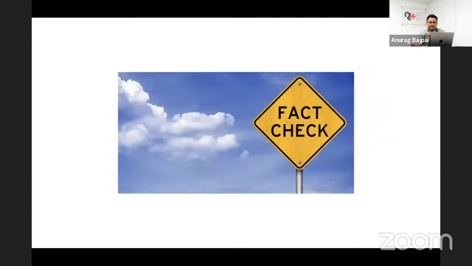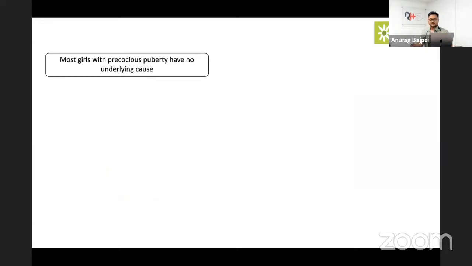Carry on. So the next few statements I will tell, and you have to tell whether it is right or wrong. The first statement is: most girls with precocious puberty have no underlying cause. Just write true or false. So you can say yes, no, Y or N. True. Most are saying true, so it's going fine. I think everybody is agreeing. 95% do not have a pathological cause.